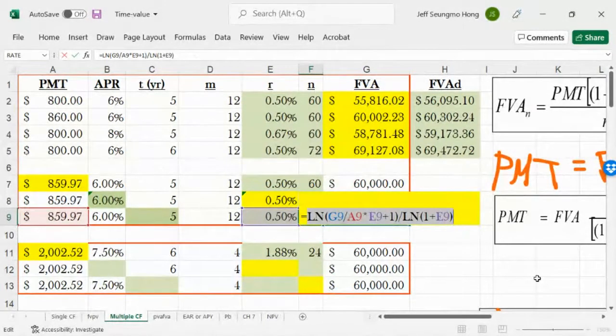And when you type in natural log, you don't have to use uppercase. You just type in ln, and once you enter it, then Excel turns it into uppercase.